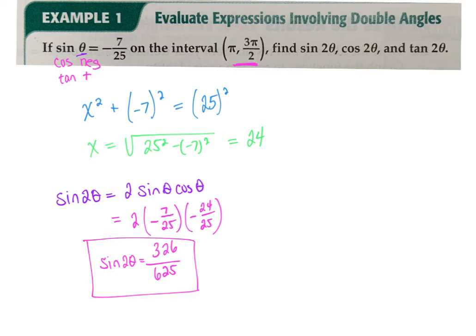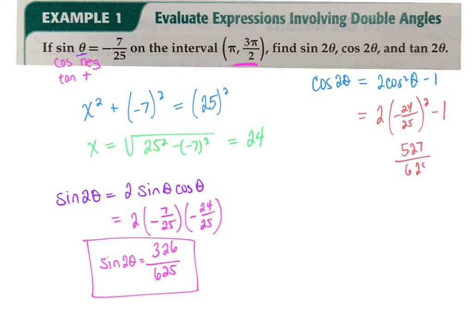Cosine. It does not matter which one you choose, by the way. Of the three, you can choose whichever one you want. I'm going to show you two ways to do this, okay? They did 2 cosine squared minus 1, all right? So they chose that one. So you just need to plug it in. So that equals 2. My cosine, we already know, is negative 24 over 25 squared minus 1, which is going to get you 527 over 625. That's your double angle for your cosine.